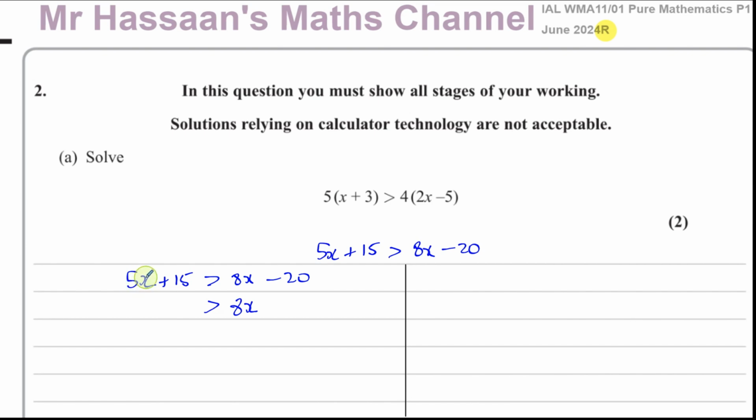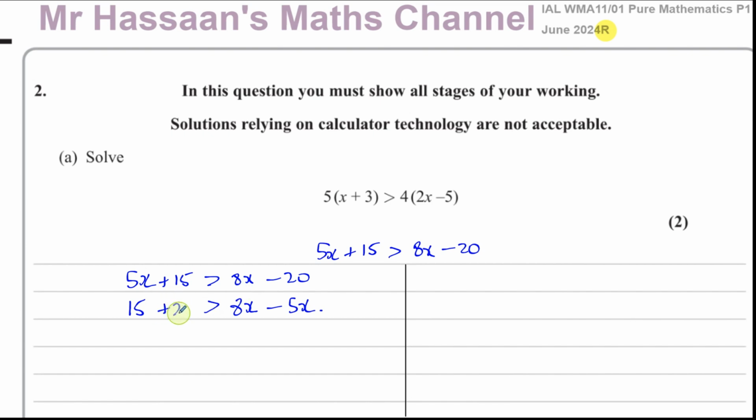How do you get rid of it? Well, you subtract 5x from both sides. On the other side I have 15 already, the numbers are in the right place. Now this negative 20 is in the wrong place. How do I get rid of negative 20? Well, I add 20 to both sides. So this becomes 15 plus 20.